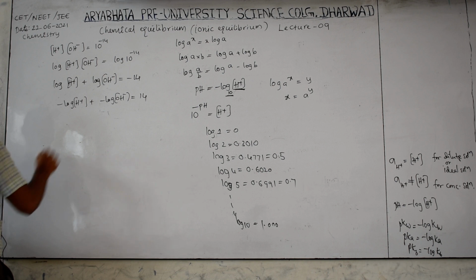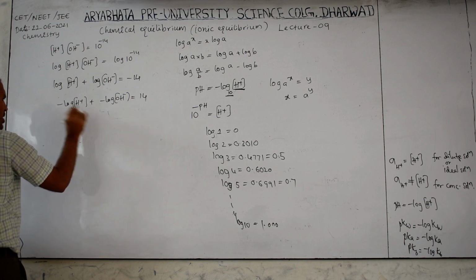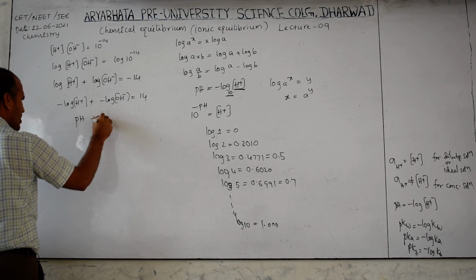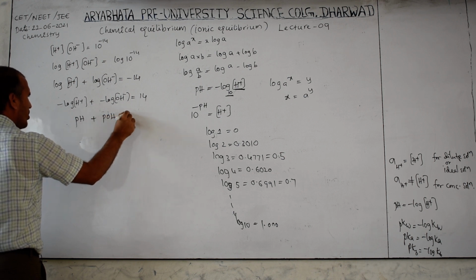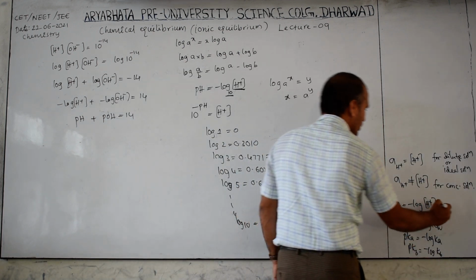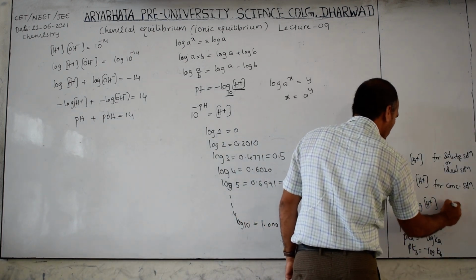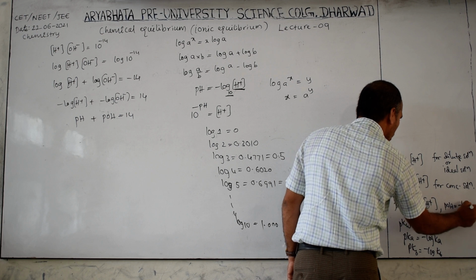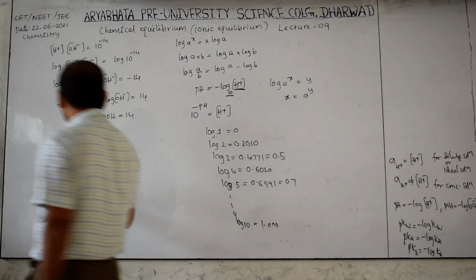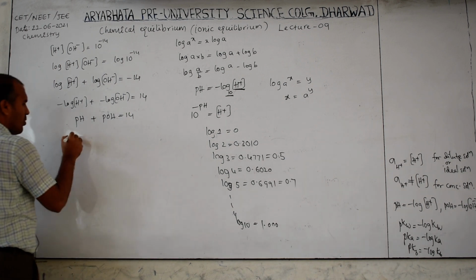Negative logarithm of H plus is known as pH, and negative logarithm of OH minus is known as pOH. pH plus pOH is equal to 14. Here I have given pH. Similarly, pOH is equal to negative logarithm of OH minus ion concentration. These formulas are very, very important, so remember them.